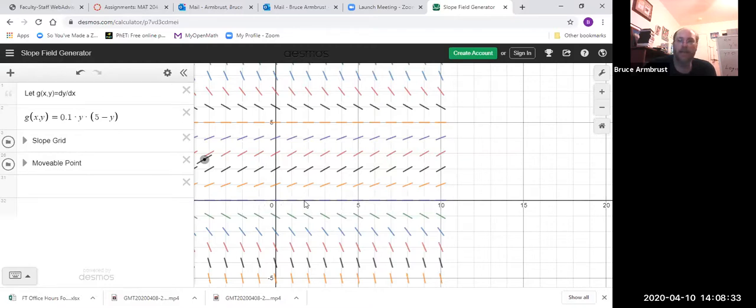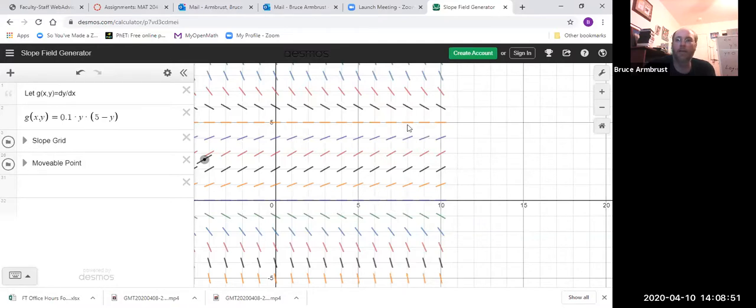And notice that if you're here, you're always going to be here because the lines are horizontal. So you just keep moving to the right. And so if we start with a population of 0, we're going to stay 0. There is no growth rate.